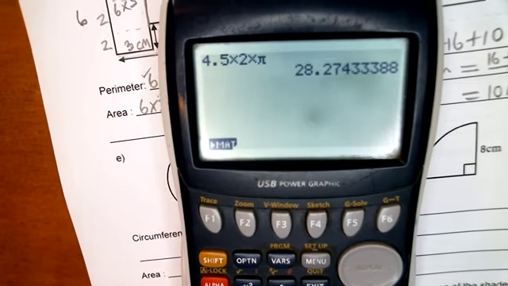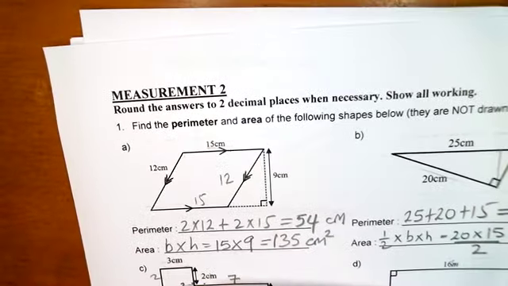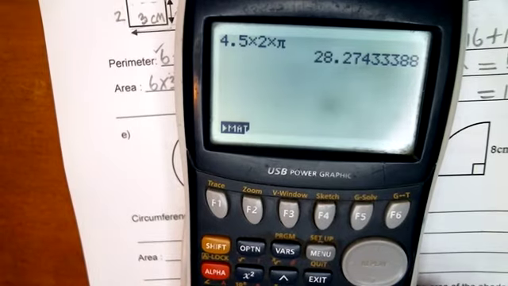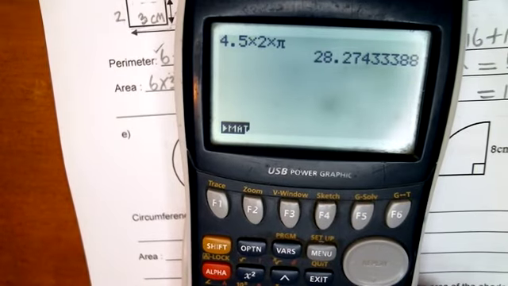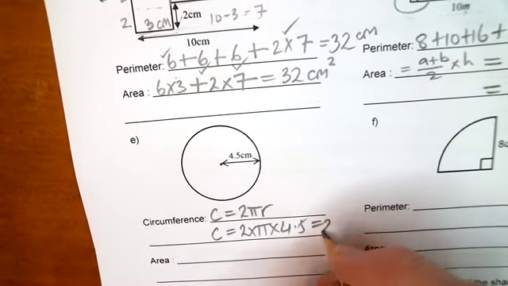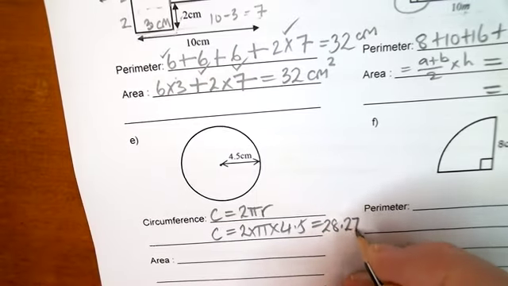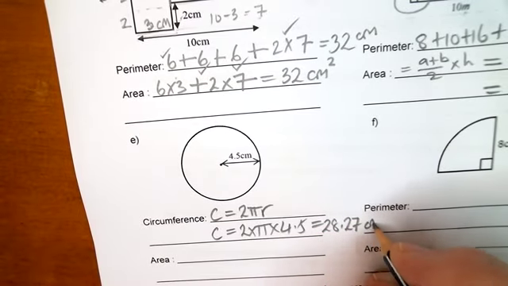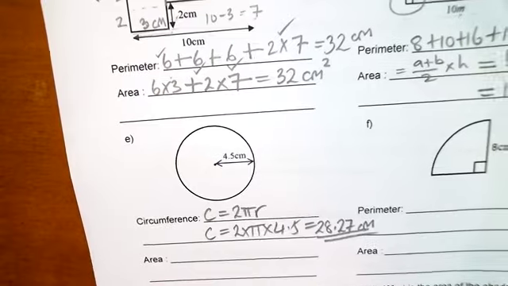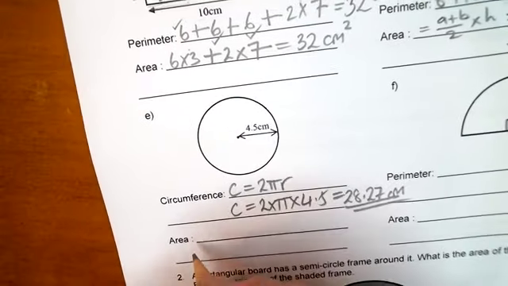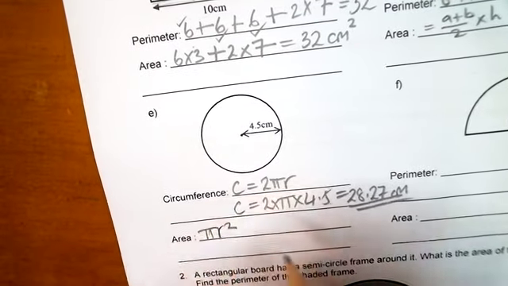Now, what is it doing? It says 2 dp. All right, here we go, 2 dp. So it's going to be 28.27, and this is going to be centimeters.